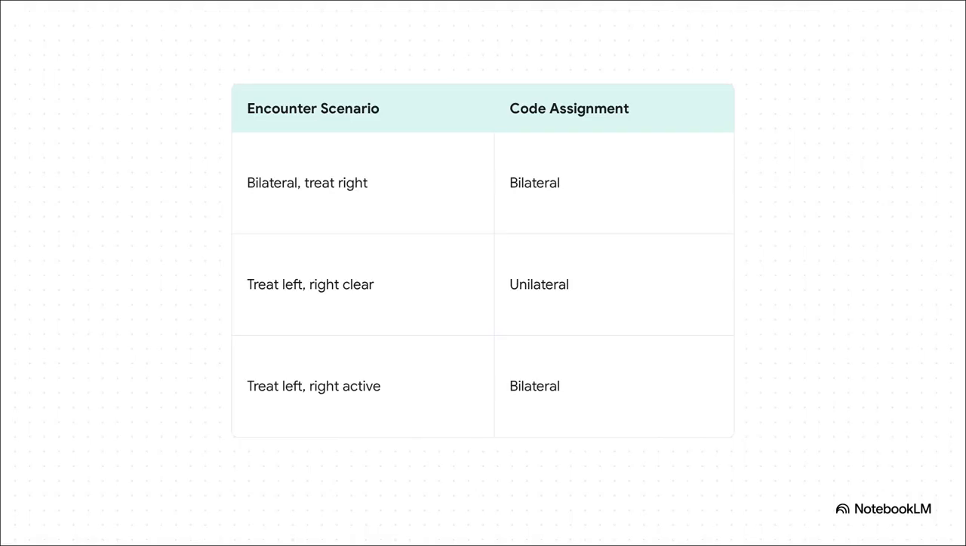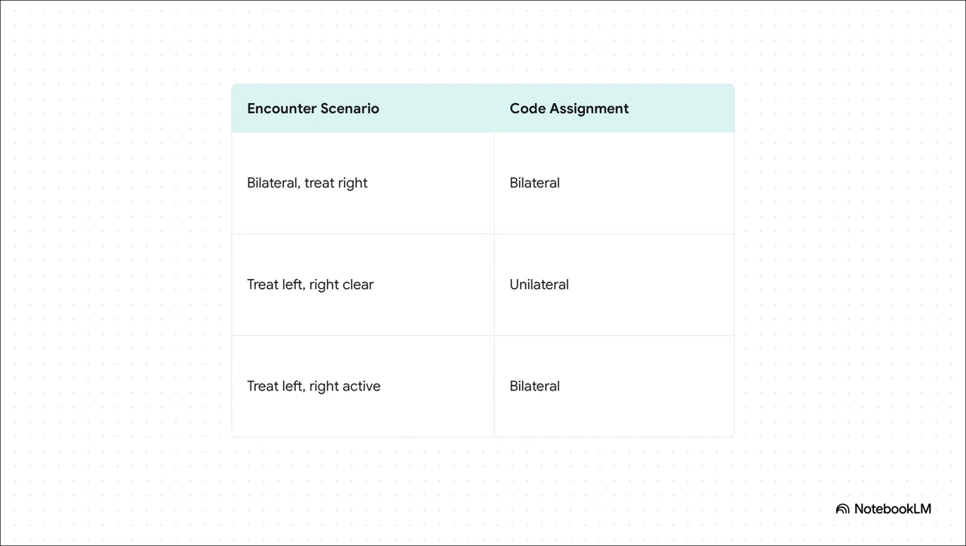And speaking of both ears, the CMS official guidelines have a fantastic logic puzzle for coding bilateral conditions during separate encounters. Let's say a patient has a bilateral condition, but the surgeon is only treating the right side today. You still assign the bilateral code because technically the condition exists on both sides at the time of the encounter.